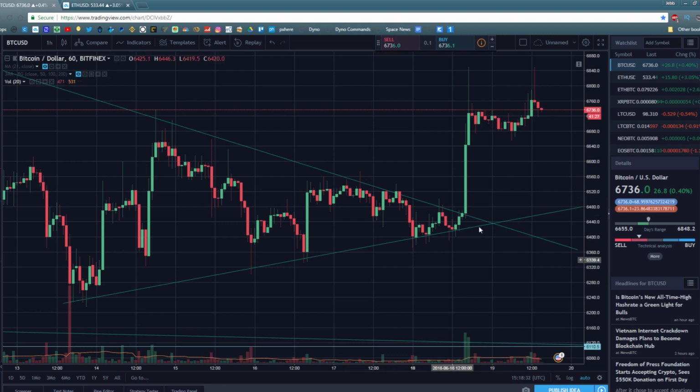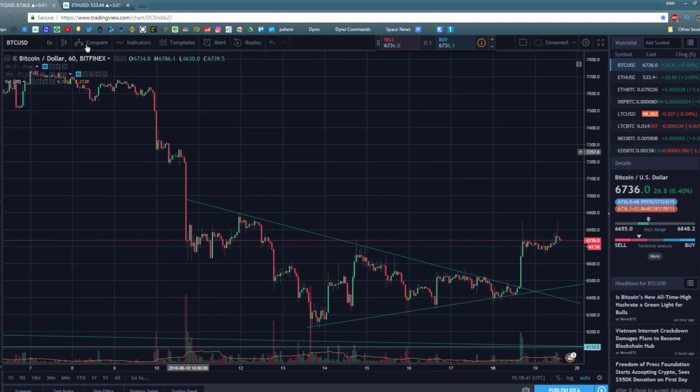So be very careful trading these. Do not buy these. Do not trade this before it actually breaks out. Wait for this to break bullish or wait for it to break bearish and then make your trade. But guys, that's going to do it for this video.